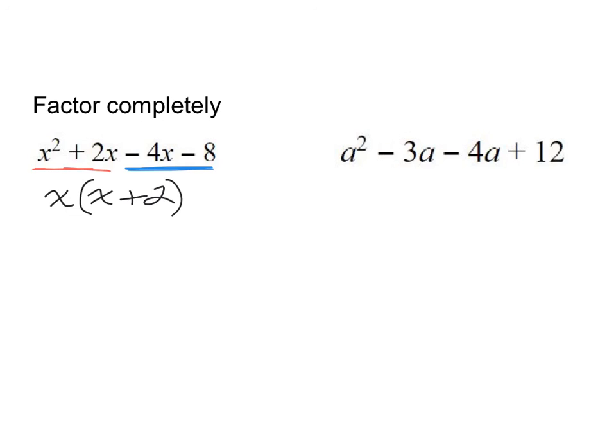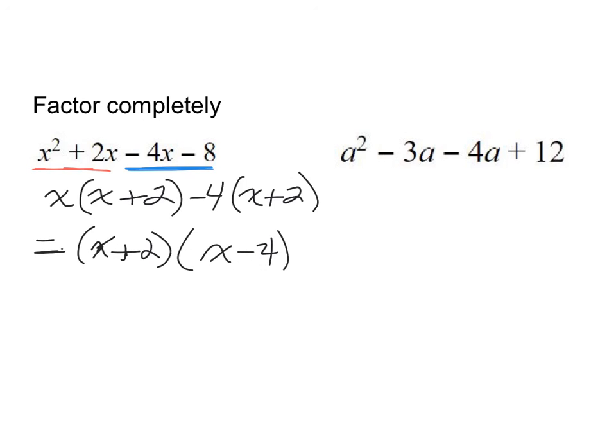And then if I look at the part that I underlined in blue, negative 4x and negative 8, the common factor there would be the negative 4. And I do want to pull out the negative, and that just makes it a little cleaner looking. And then in the bracket, I would have x plus 2. And now you can see it's like we just did on the last page. We have 2 terms with x plus 2 as the common factor. So we're going to put x plus 2 at the front, and then the x minus 4 on the inside.